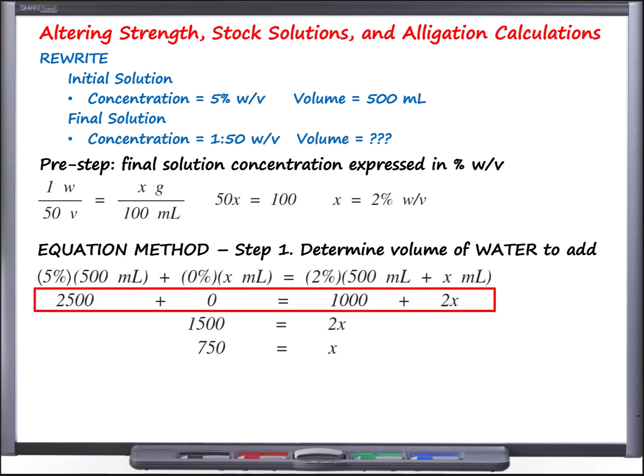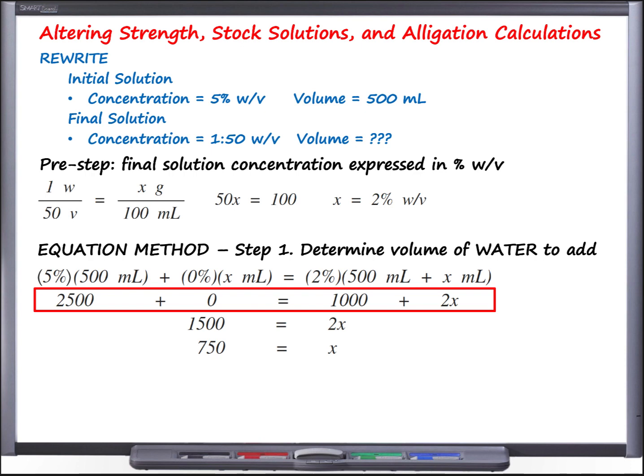So on the far left, if I take 5 times 500, and again, ignore the units here, just use the numbers that we have, 5 times 500 is 2,500. That's our first number. Plus 0 times X is 0. And we set that equal to, now we need to carry our 2 times 500. So 2 times 500 is 1,000. Plus 2 times X is 2X. So that's our first step in solving for X.